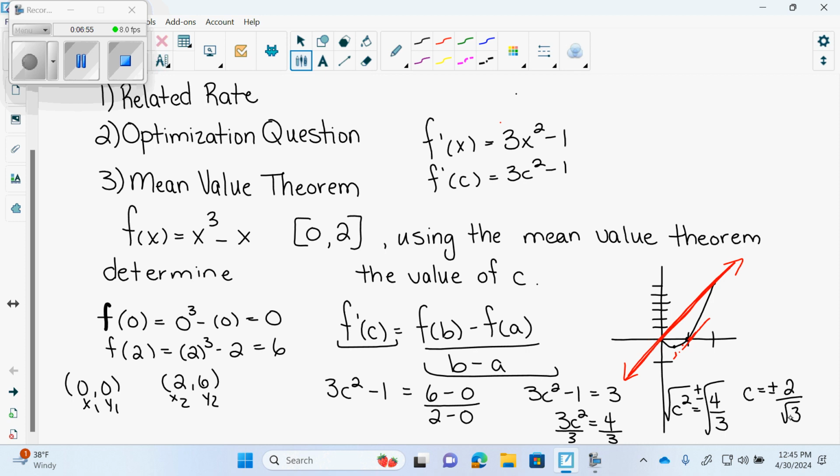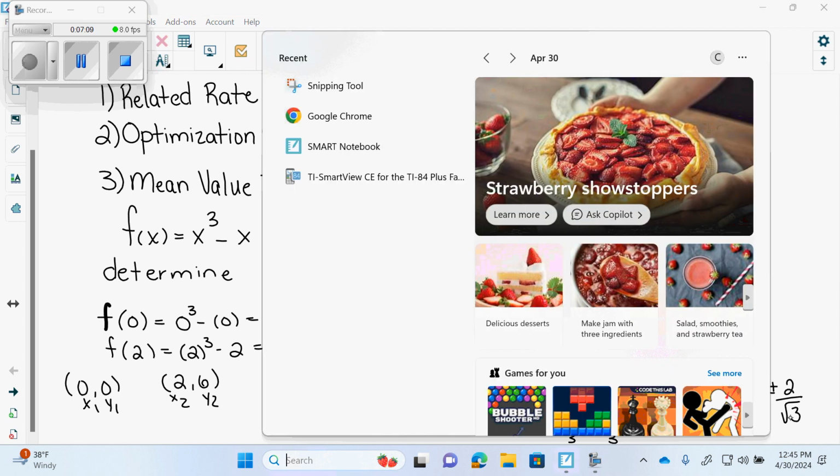So if you have it in your calculator, do you have the equation in your calculator? You should have the original in your calculator from 0 to 2. Bring up the calculator. I'll show you.